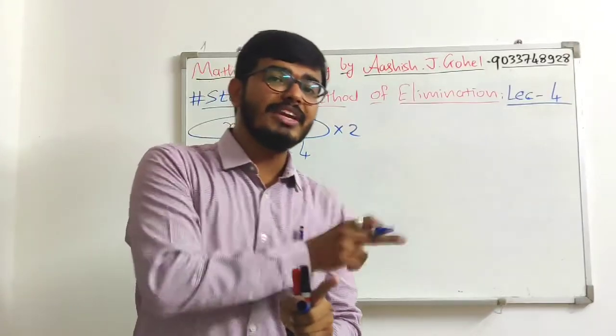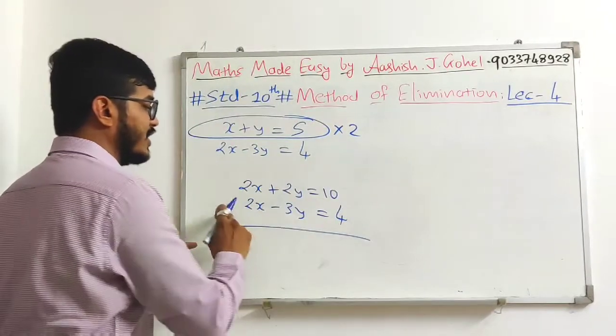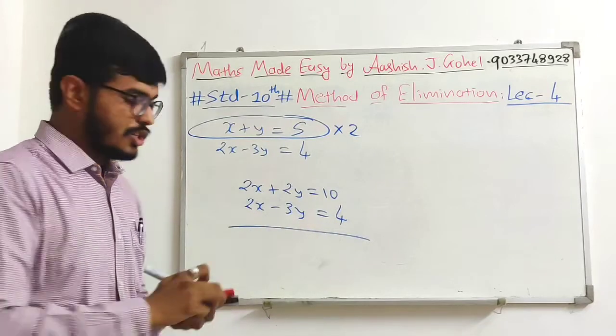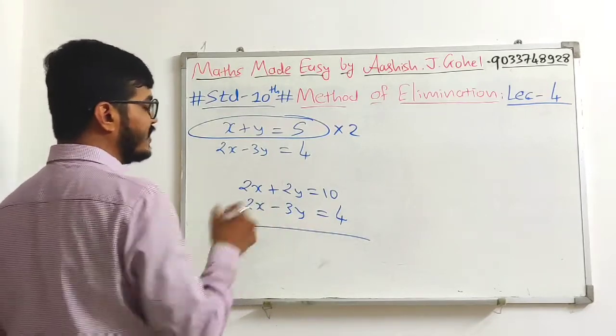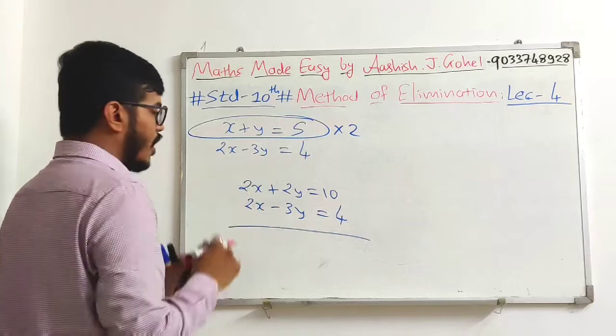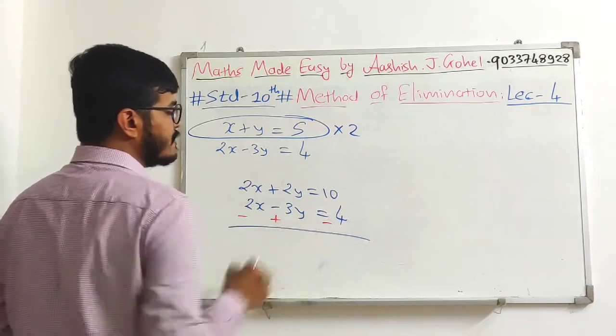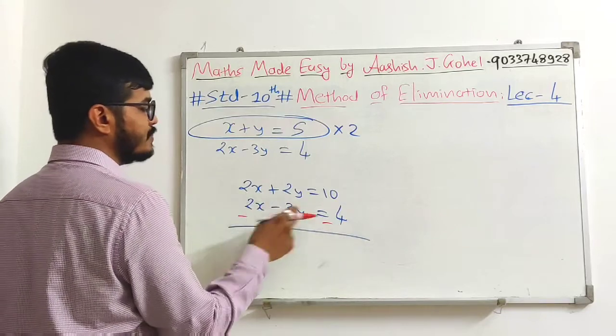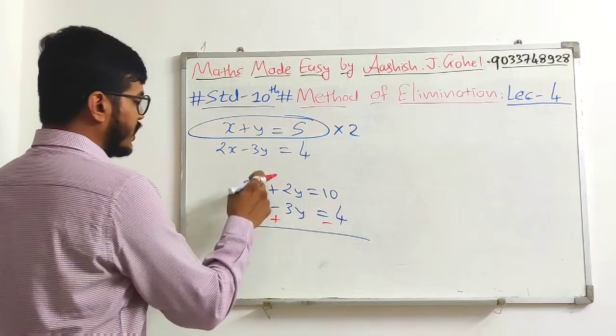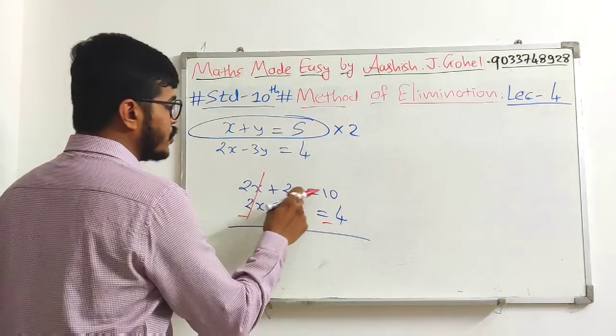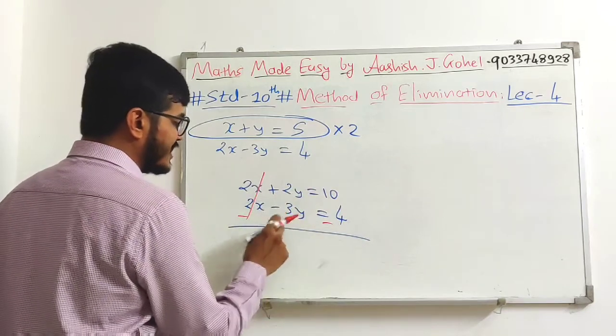So to get eliminated, we need to change the sign of the second equation. So how will we change the sign? Whatever sign is there, you just write down the opposite sign of that. So minus plus minus, here plus minus, minus plus, plus minus. So here this will get cancelled. 2y plus 3y, we will consider this sign now.